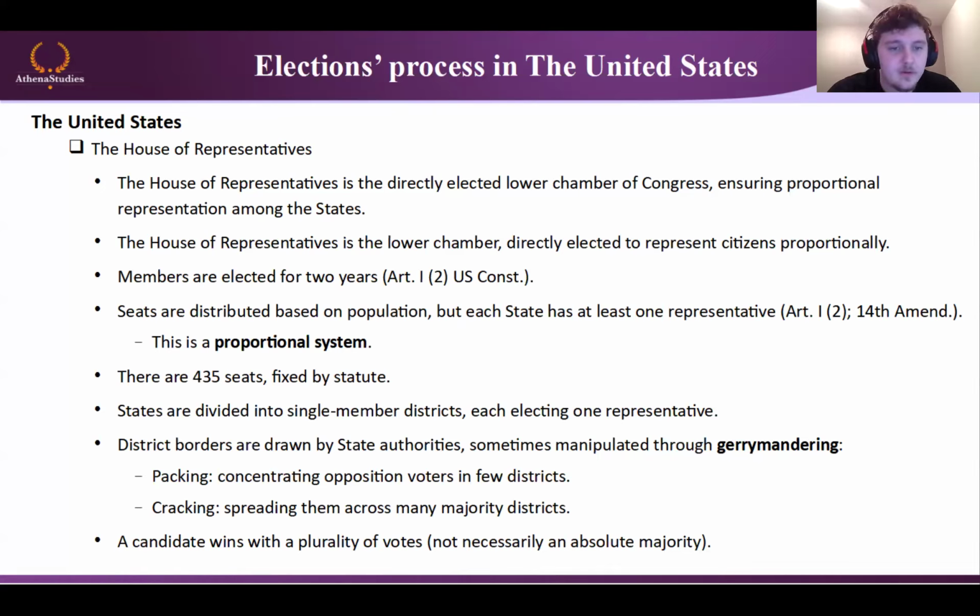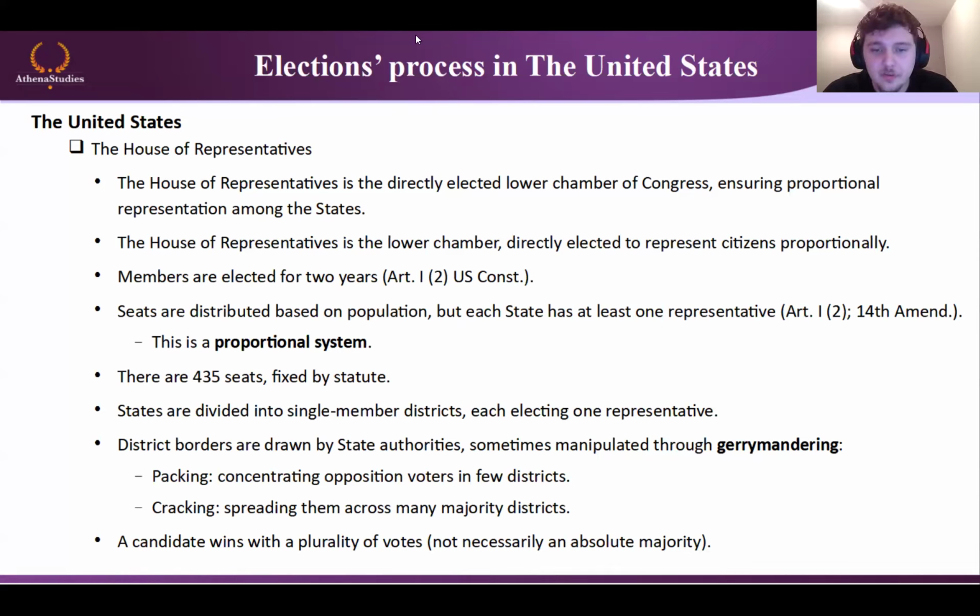That's what it means. 435 seats. You see there are lots of details in the slides. You don't need to learn the seats by heart. That would be crazy. It's just to give you an example, something that you can imagine. The states are divided into single-member districts, each electing one representative.